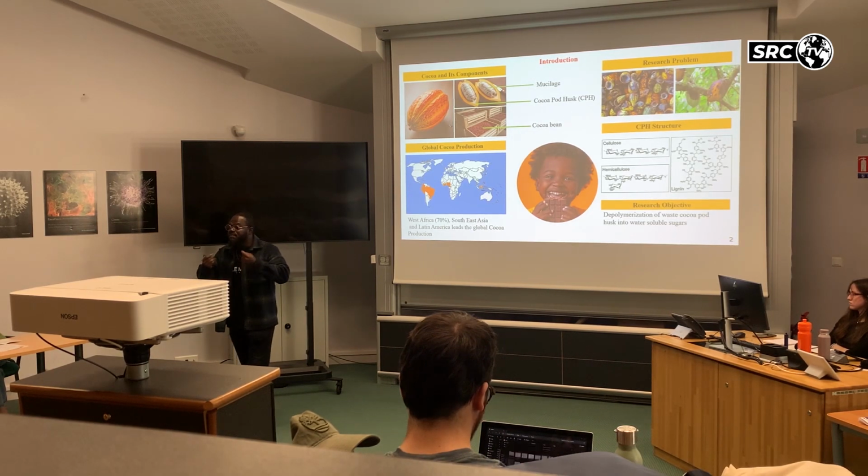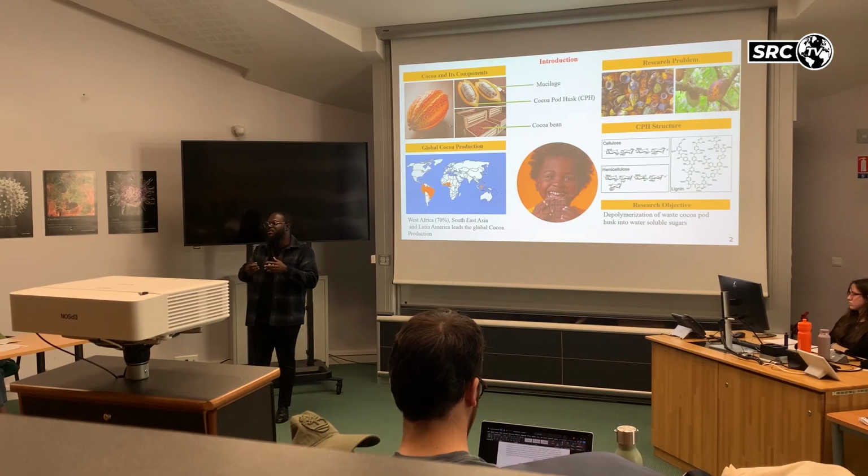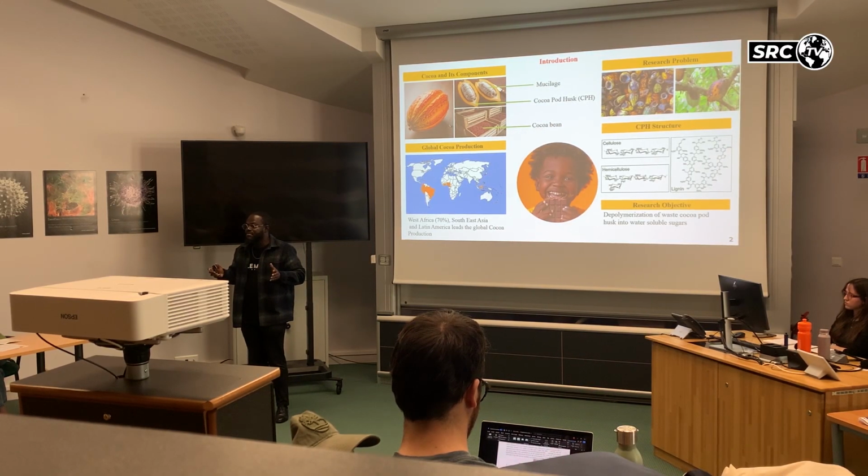Now, when you leave it on the farmland to rot and decay, it brings about diseases such as the black pod rot disease, the frosty pod rot disease, and the witch's broom disease. What these diseases do is that they attack the cocoa plant and they end up destroying about 30 to 90% of the cocoa plant. So this is a problem, and we want to solve this problem.